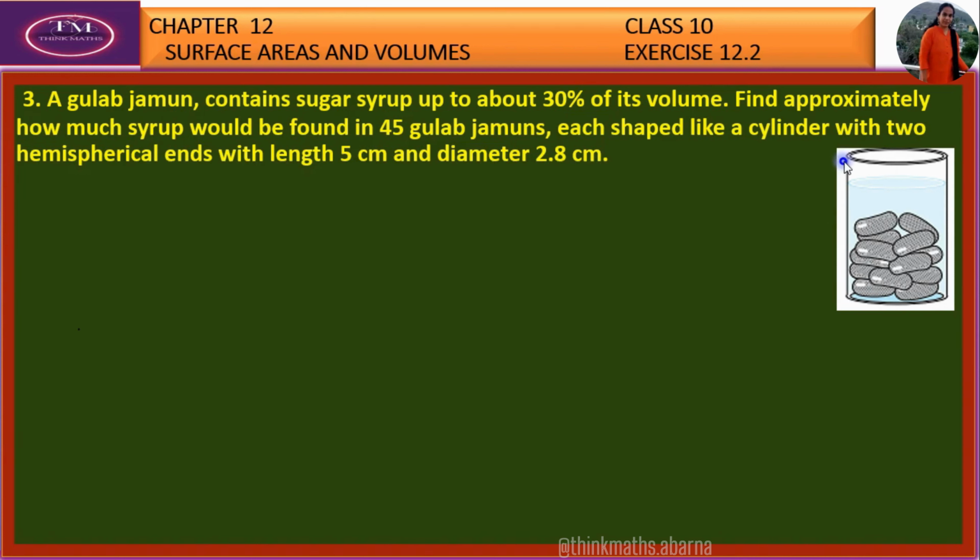So there is a container here. In this container there are so many gulab jamuns. How many gulab jamuns? 45 gulab jamuns are there. It is in the shape of a cylinder. How is the cylinder formed? With two hemispherical ends. So this is the shape of the gulab jamun, that is, a cylindrical shape with two hemispherical ends.